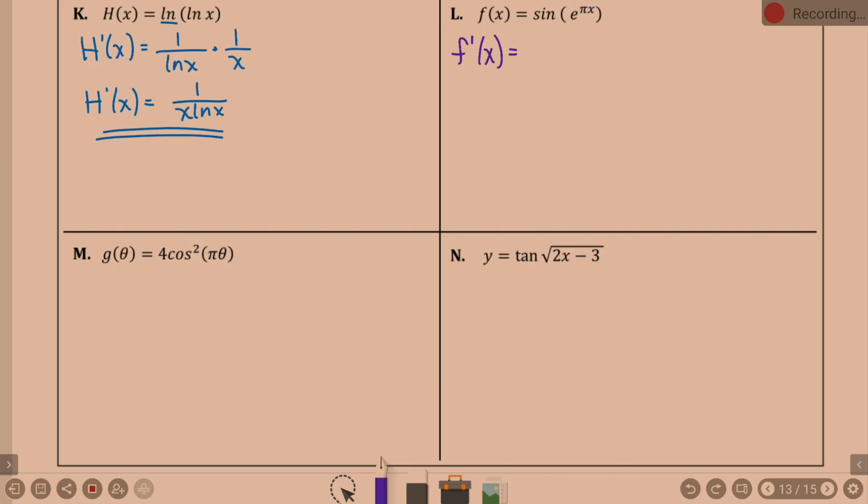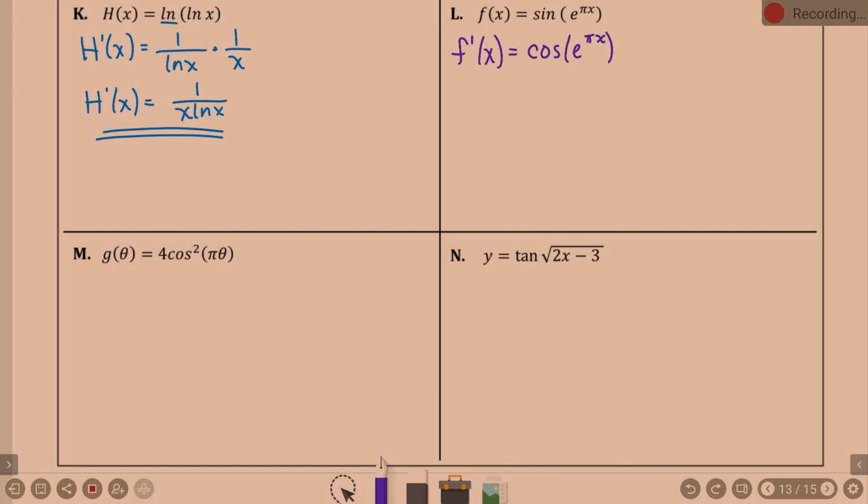Okay. f of x equals sine of e to the pi x. What's my outside function we're starting with? Sine. What's the derivative of sine of something? Cosine of something. So cosine of e to the pi x. The derivative of sine of something is cosine of something times the derivative of that inside. So times the derivative of something.